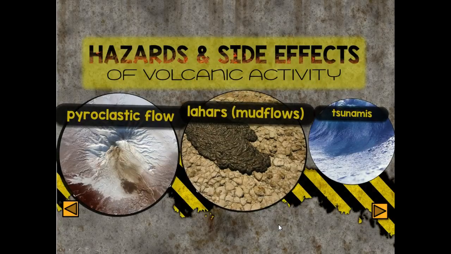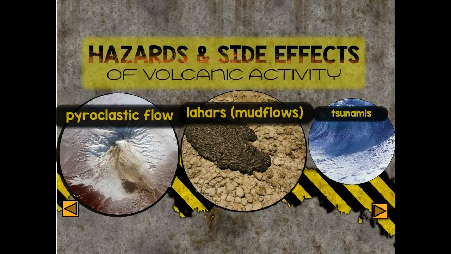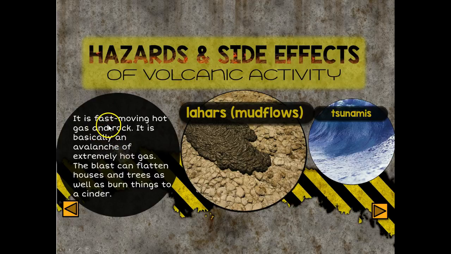The next slide here talks about hazards and side effects of volcanic activity. Probably one of the worst things to have happen is a pyroclastic flow. In these, we just have fast-moving hot gas and rock. It basically is just an avalanche of really hot gas. So when Mount St. Helens erupted, you had all this pyroclastic flow down, and anybody or anything that was in the way basically just got burned up by this extremely hot gas that was just moving right down the hill. The blast can flatten houses and trees, and it burns everything down to a cinder, so it's extremely hot.